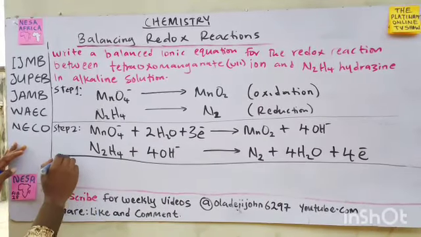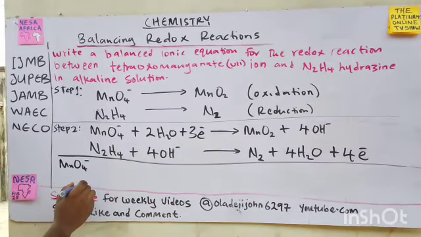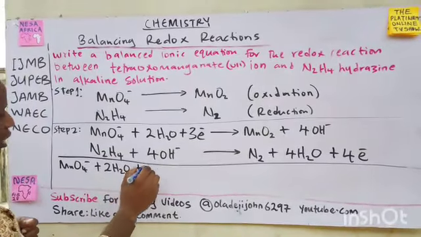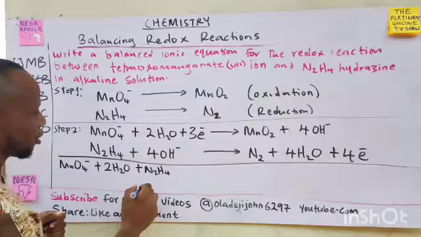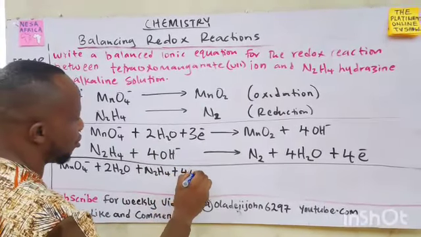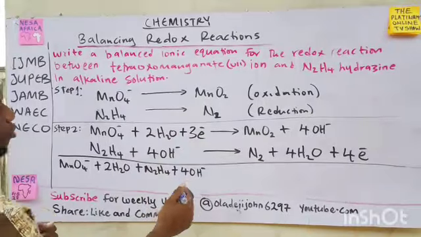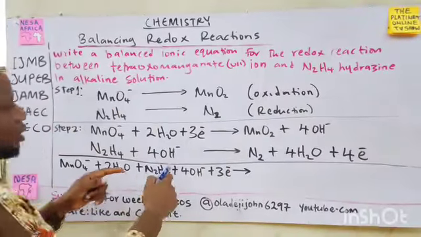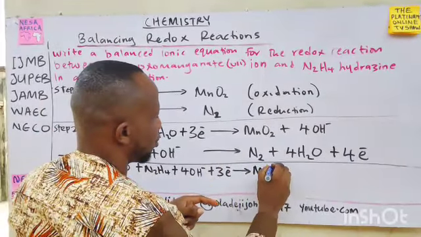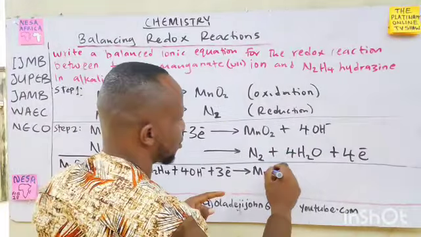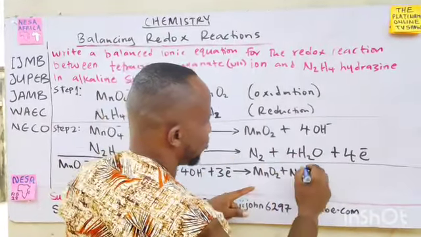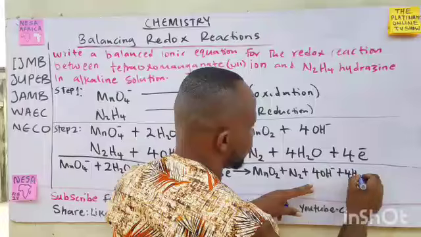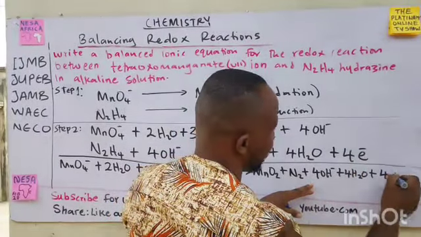On the left hand side we have MnO4- ion plus 2H2O plus N2H4 plus 4OH- hydroxide ion, then plus the 3 electrons, to produce the second half: MnO2 plus N2 here, then plus 4OH- plus 4H2O plus 4 electrons.